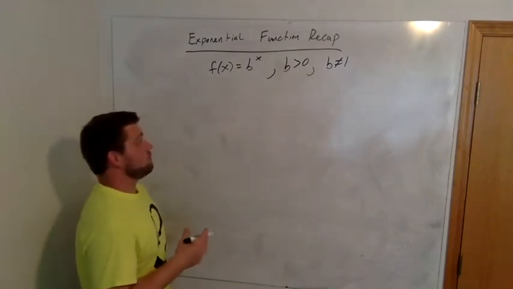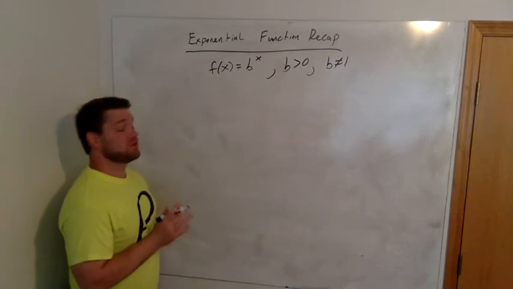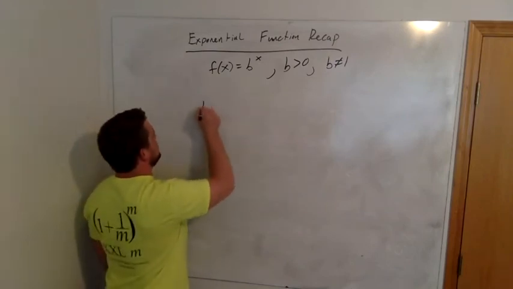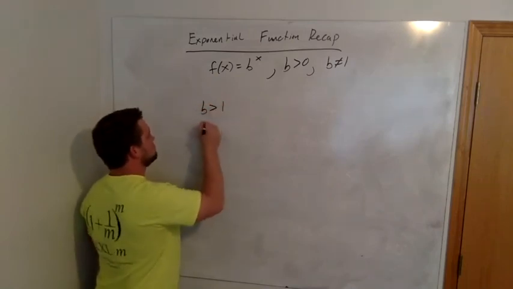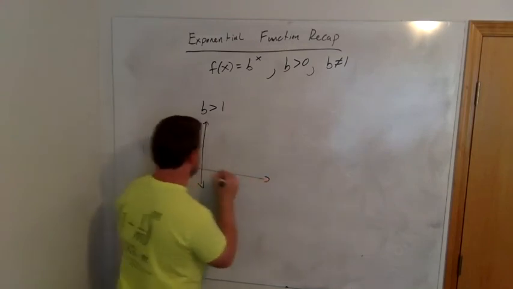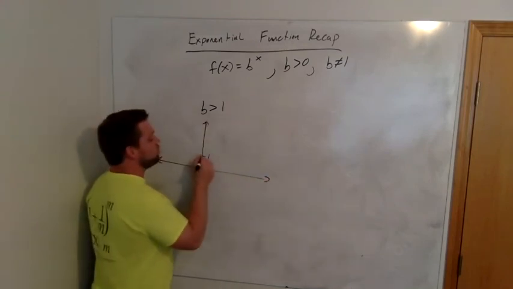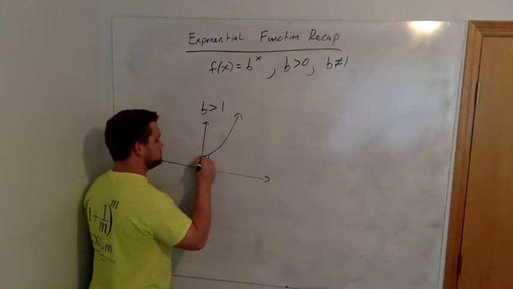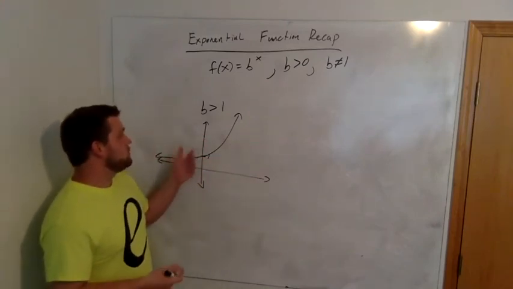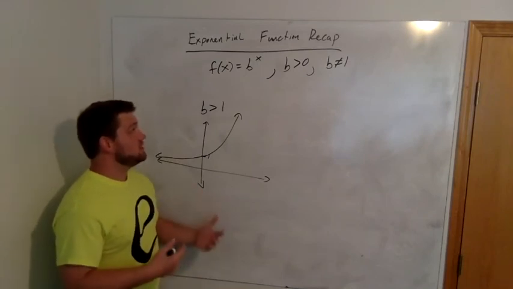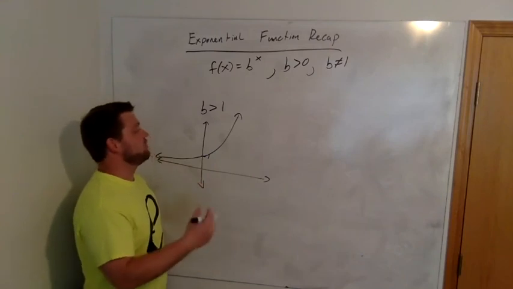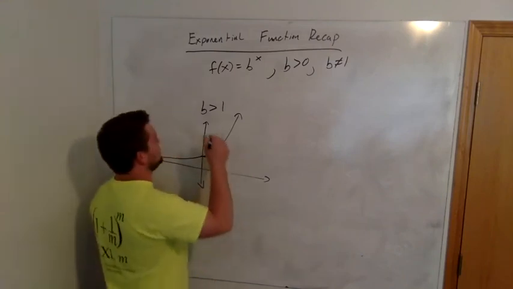Now, the graph of an exponential depends on the value of b. In the case where b is greater than 1, we get an exponential growth model. The graph will be growing. This should make sense. For example, if we have 2 to the x, repeatedly multiplying 2 by itself, those outputs should be getting larger and larger. So this is called exponential growth.